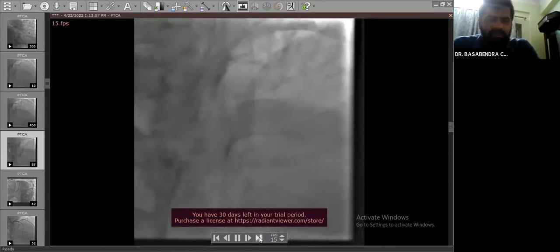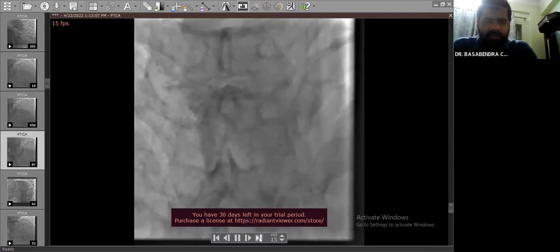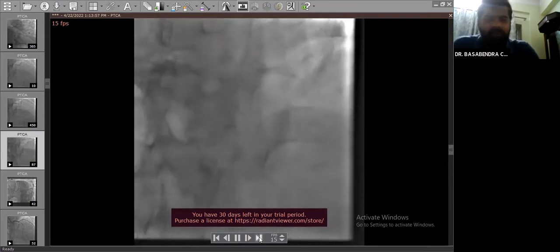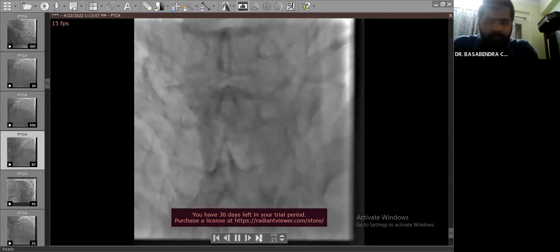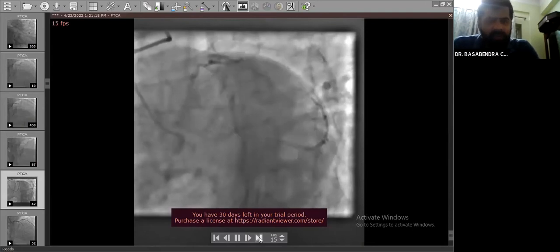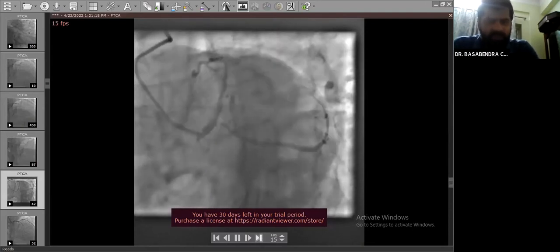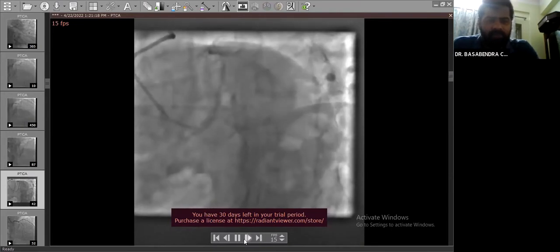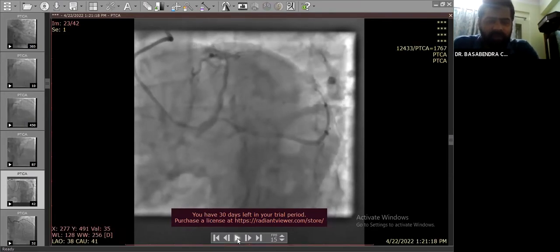So once we were sure that it had got trapped inside the catheter, we took the entire system along with the PTCA wire out. Again, the left system was engaged with another catheter, and to confirm that, number one, there was no remnant of the catheter tip in the left system, and number two, we had not caused any significant injury to the LAD.